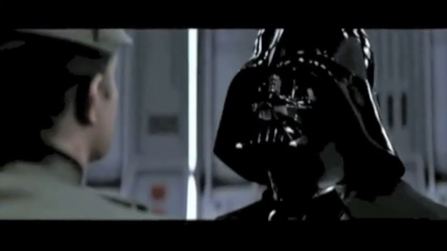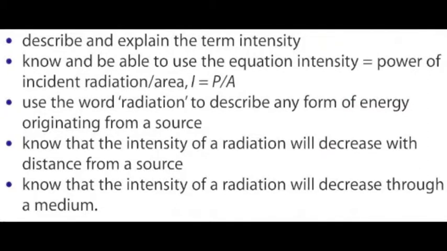Lesson number 3, Radiating Energy. By the end of this lesson, you should be able to describe and explain the term intensity, and know and be able to use the equation intensity equals the power of the incident radiation divided by the area, I equals P divided by A.